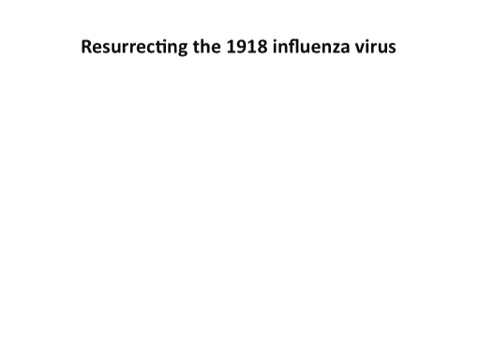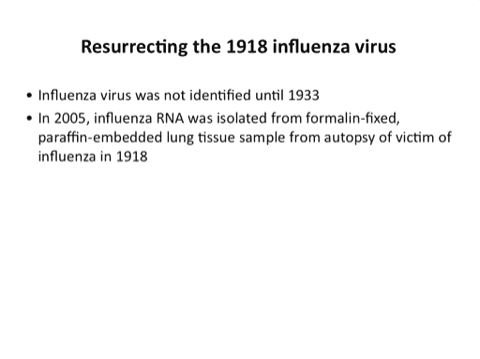And this was what was done to resurrect the 1918 influenza virus strain. Back in 1918, we didn't know what influenza virus was. It hadn't been isolated; it wasn't isolated until 1933. So we don't have the virus to study. But a number of years ago, in 2005, RNA was isolated from paraffin-embedded lung tissues from an autopsy of a victim from 1918.